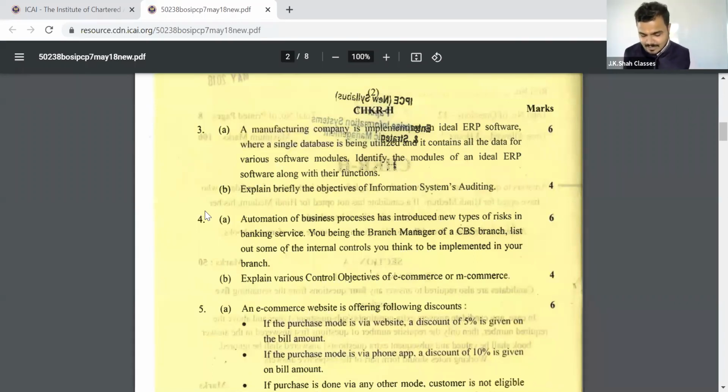Question number 4A, my dear student, please refer. Automation of business processes has introduced several new types of risks in banking services. Yes, sir. You being a branch manager of a CBS branch, list out some internal controls you think should be implemented. Sir, we remember: maker-checker difference. Yes. Then job rotation. Yes, sir. Proper distribution of authority and responsibility. Yes, sir. Details of rogue security forms must be informed to senior officials. And sir, fraud-prone items must be kept in the custody of at least 2 officials. Remember? Yes, sir. 6 marks answer done.